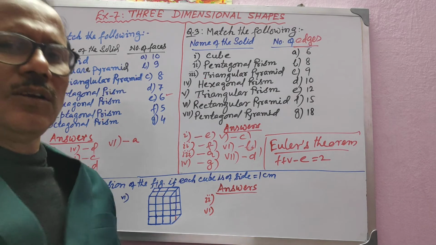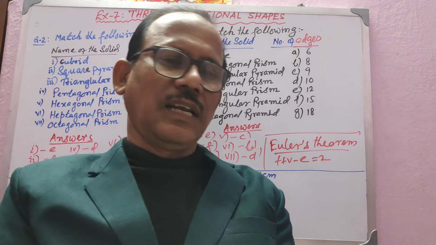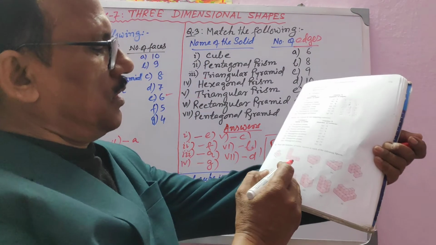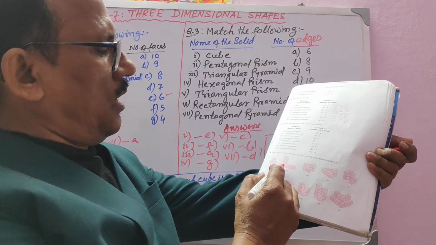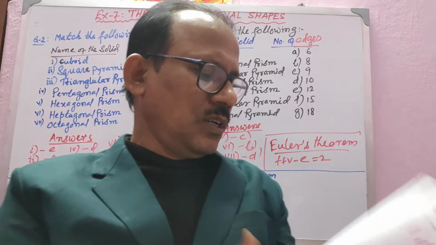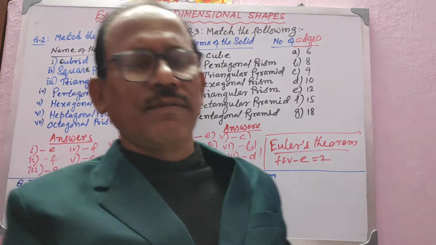Now about the nets, you can very well count out the nets given in your book. How many nets? 1, 2, 3, 4, 5, 6, 7 nets. Like this you can count it, so I will not do it. I will do question number 7 once.